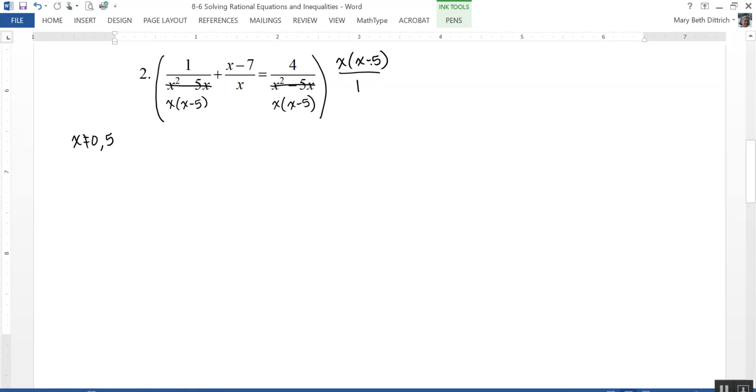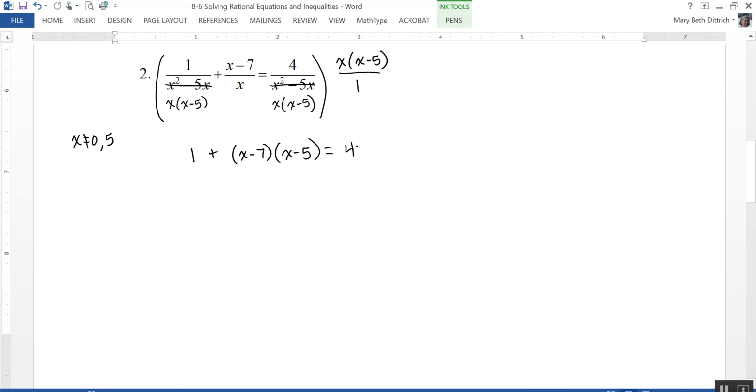So I'm going to take this expression and multiply each of the three parts of the equation by that. When I distribute to my first fraction here, you can see the x and the x minus 5 are going to cancel, and that leaves me just with a 1 on top. When I distribute to my second expression, x minus 7 over x, the x's are going to cancel, and I'm left with x minus 7 times x minus 5. And when I distribute to the expression on the right of the equal sign, the x times x minus 5 is going to cancel, and I'm left with just a 4.